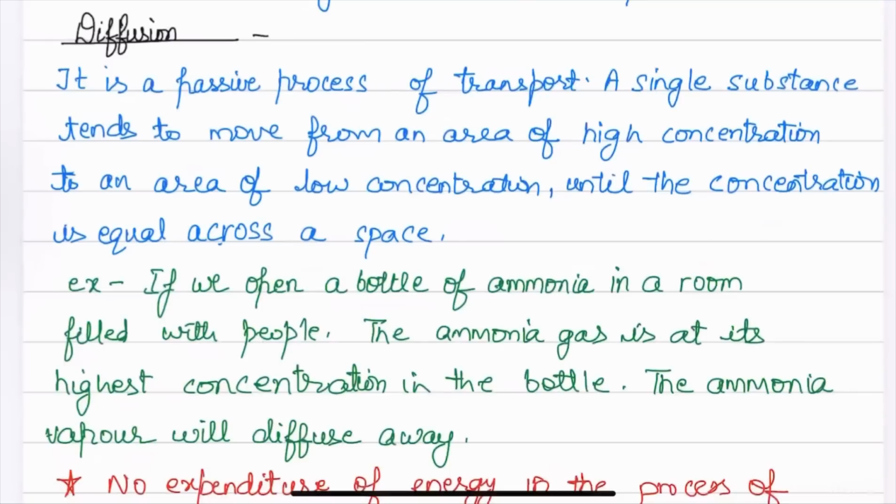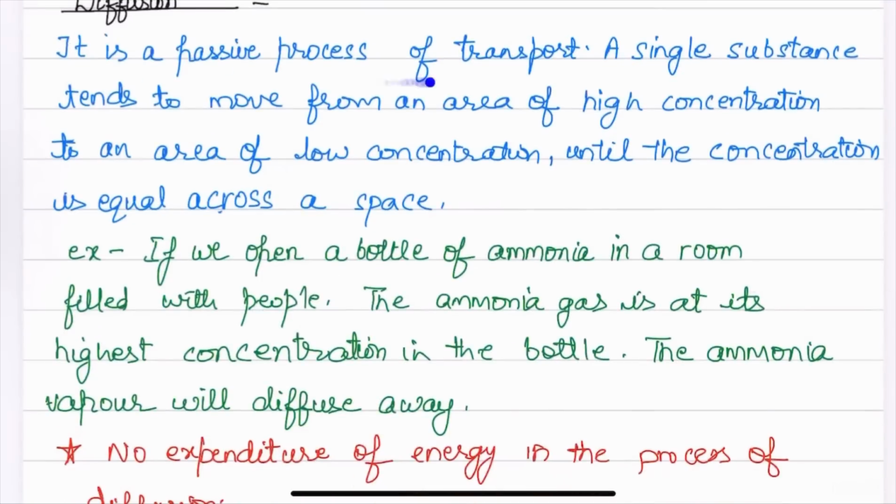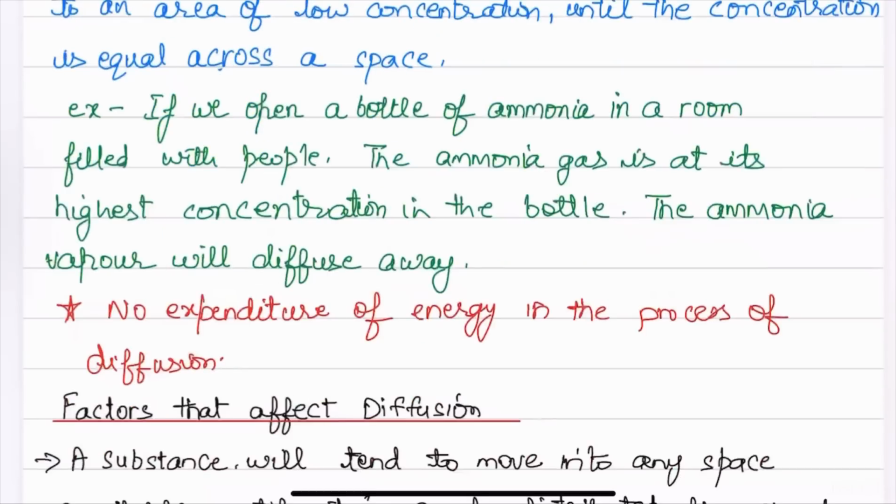So the first process, that is diffusion, it is a passive process of transport in which the molecules move from higher concentration to lower concentration. They keep on doing so until the concentration is equal across a space. For example, if we open a bottle of ammonia in a room filled with people, the ammonia gas is at its highest concentration in the bottle. And it will start diffusing from the bottle so that it moves from higher concentration to the lower concentration. This type of process doesn't require any energy.